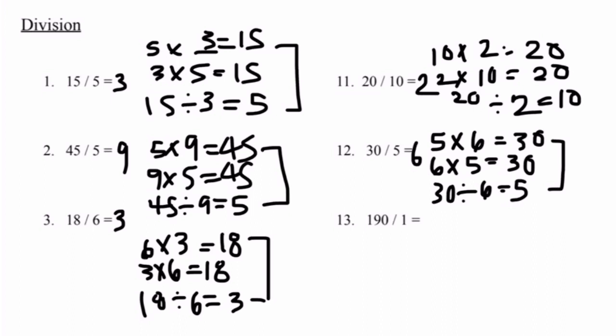Last but not least, number 13, where it states the equation 190 divided by 1. A number divided by 1 always equals itself because any number times 1 equals itself. This is also known as the identity function or the identity rule. Therefore, 190 divided by 1 equals itself, meaning that it equals 190.